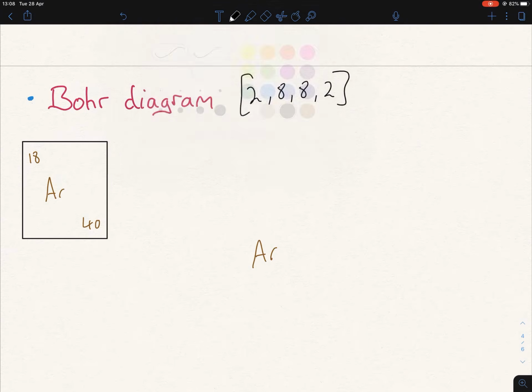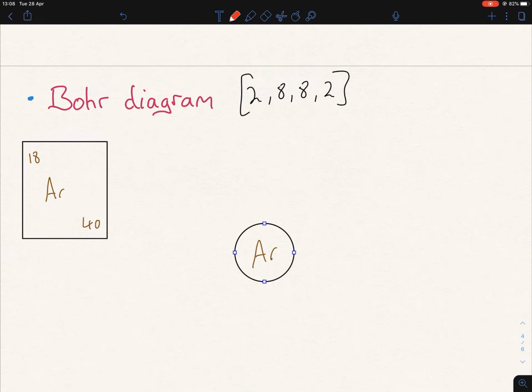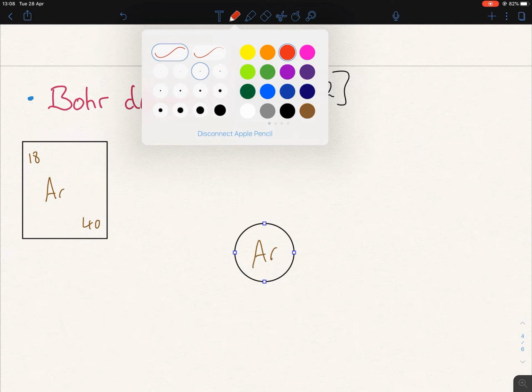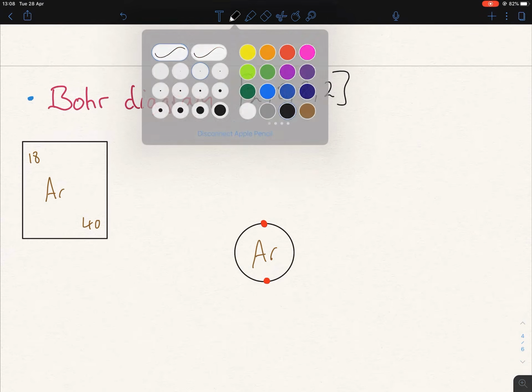I use a black marker for the rest of us. So I draw in my circle. That's going to be my first orbit. Okay, and I'm going to put in my electrons. I have 18 electrons to put in, so I definitely have enough, and the first one can only take 2, so I put in 2 here. I now have 16 electrons remaining.